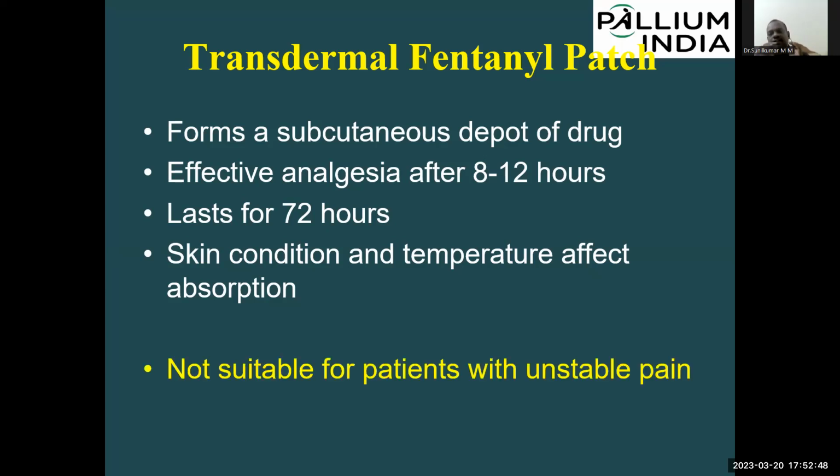Now you know that when you apply a fentanyl patch, it liberates only a constant amount of fentanyl into the systemic circulation. So it is not suitable for patients whose pain is not stabilized. That means the pain sometimes comes down very fast, and after some time it goes up, then comes down. In such patients, a fentanyl patch is not a suitable option. And if the patient has breakthrough pain, for example a patient who was on 10 milligram of morphine, you have to give 10 milligram as an SOS dose when you apply the fentanyl patch.